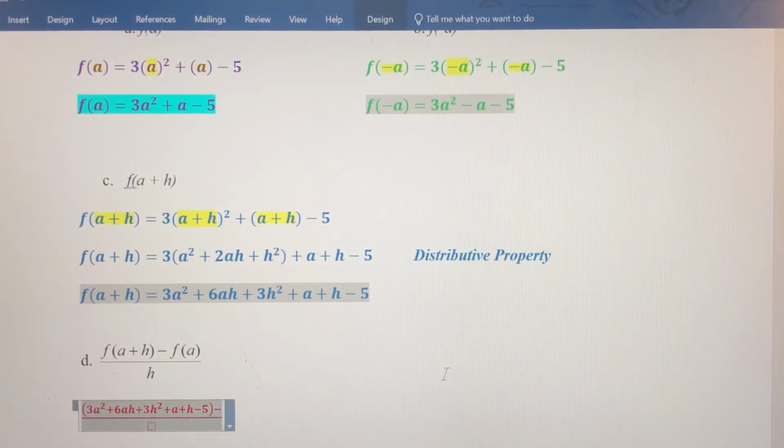So f of a plus h, I'm just replacing that with the polynomial I just found. So notice this matches with what's in red here. F of a, I'm going to replace with 3a squared plus a minus 5. Okay, and notice there's a minus sign in between those two. And then my denominator is going to be h. There is no f of anything down here. H is h. All right. Now again, you're going to see this in calculus when you get there. So it's very important to be able to do this process.